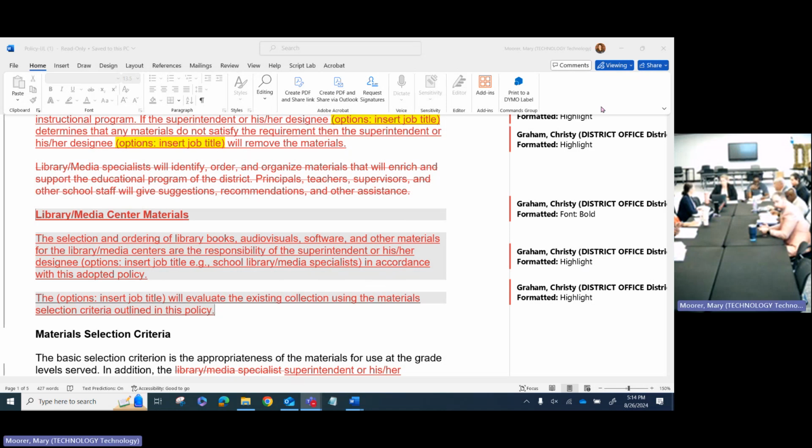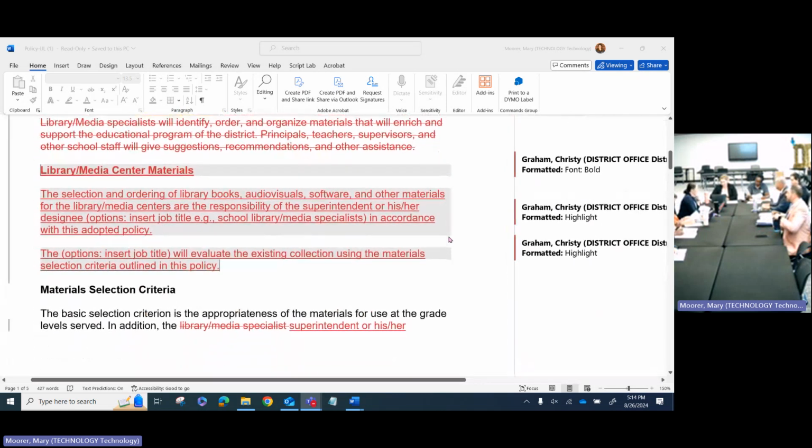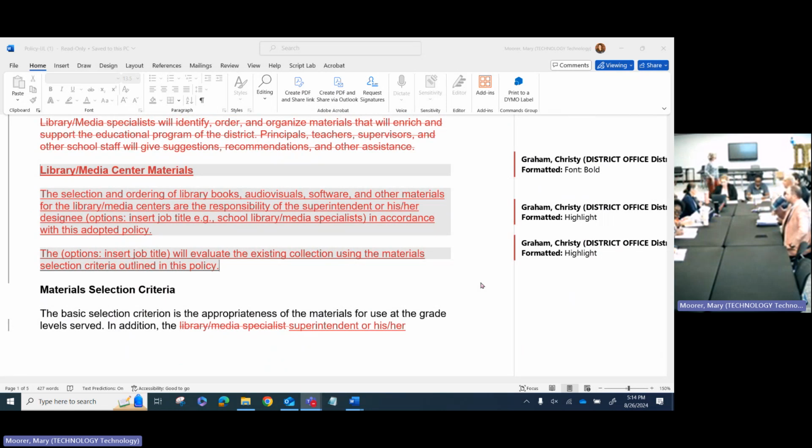Were there any others? Yeah, sort of to that end, under the library media center material, there are options there that the board would have to fill in the blank of the appropriate job title to do that. And it is the recommendation of the district that both of those options be filled in with the library media specialist.